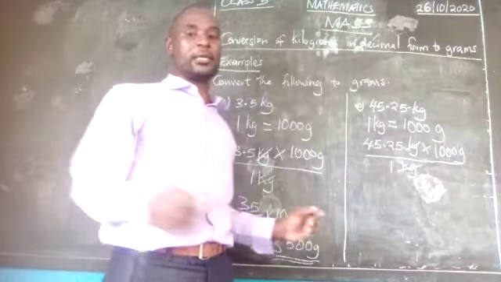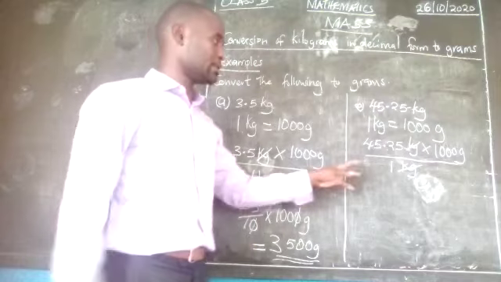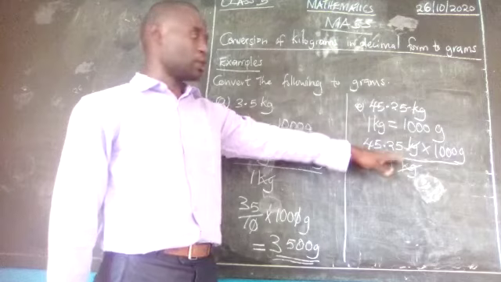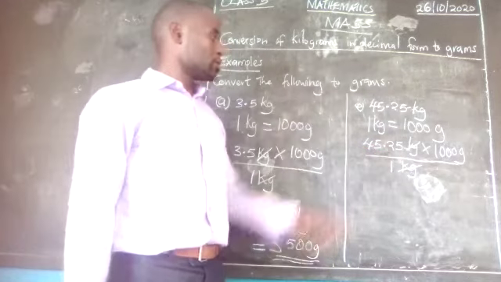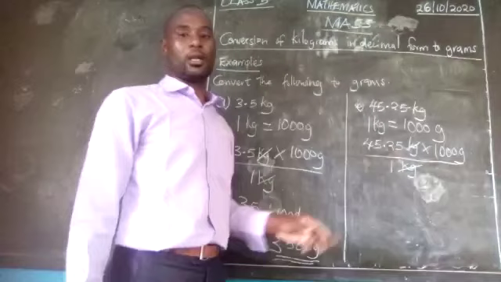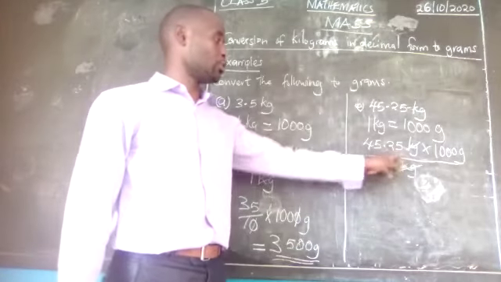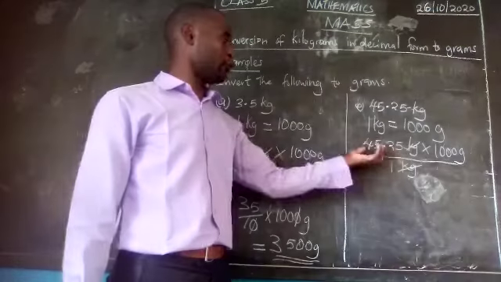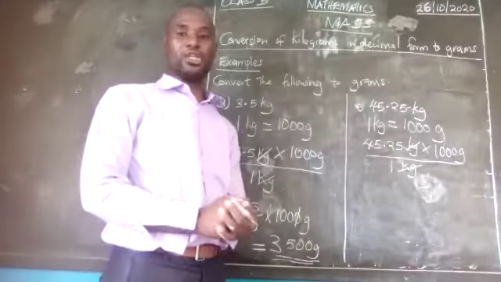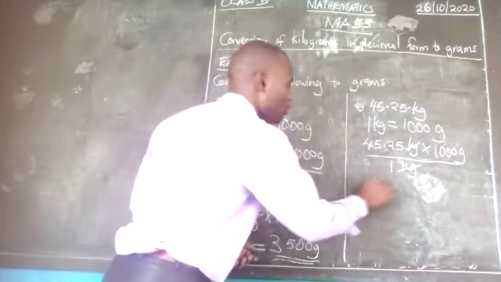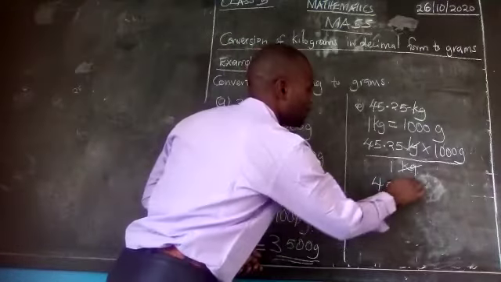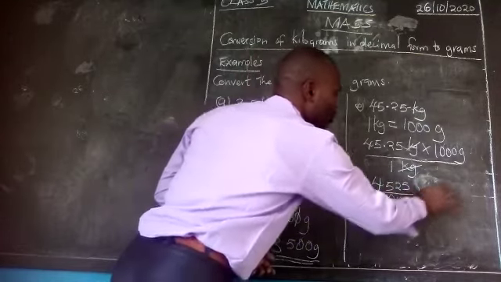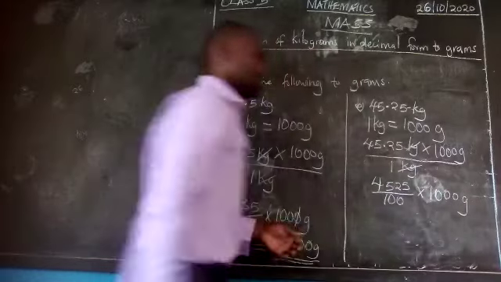As I said when I was explaining the first question, you change this decimal number into a fraction, then you multiply it by 1000. So remember here we have two decimal places, the tenth and the hundredth. So 45.25 changed into a fraction will now be 4,525 over 100 multiplied by 1000 grams.